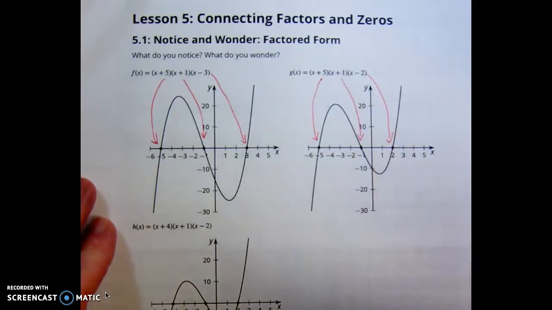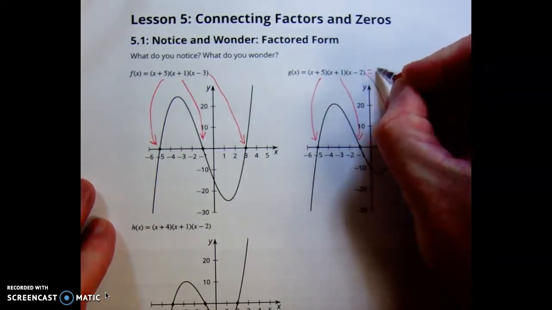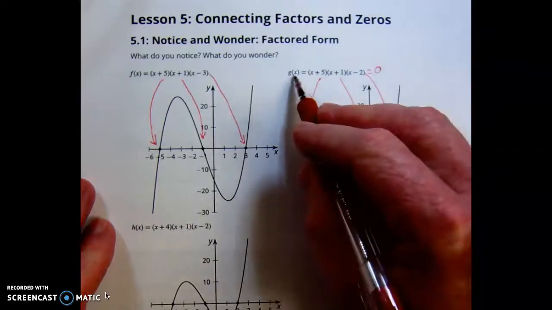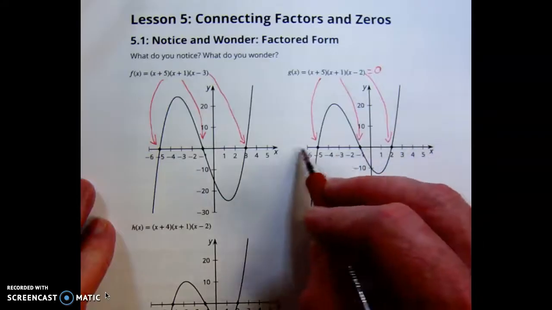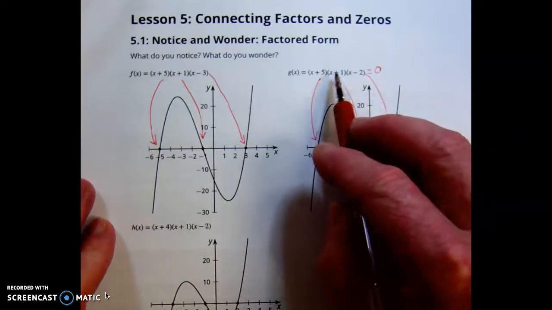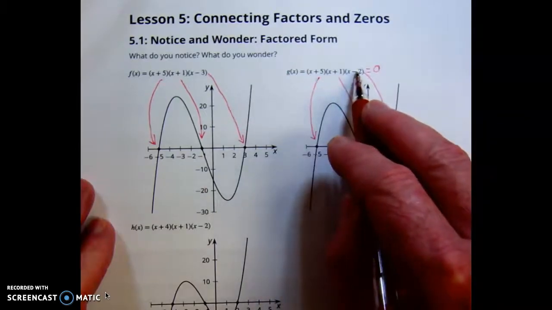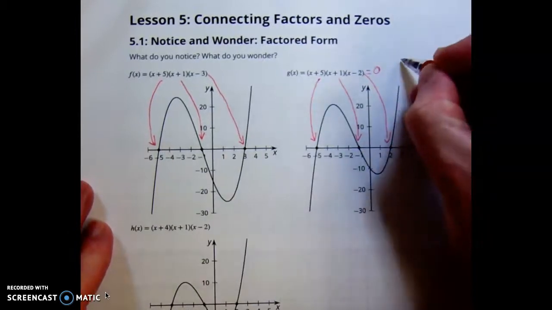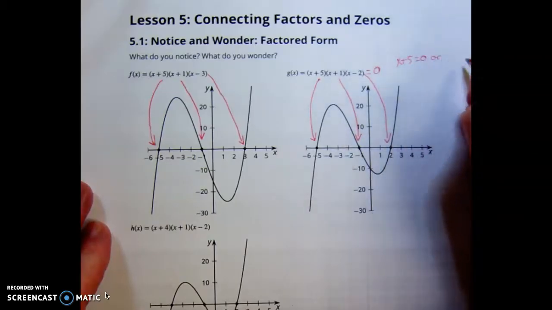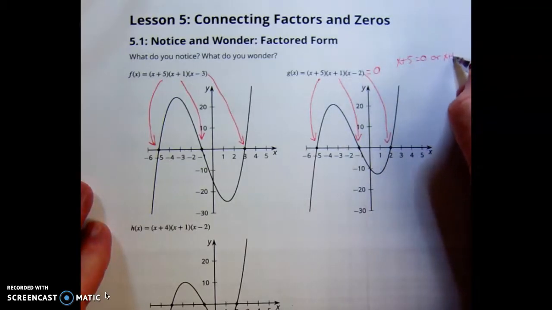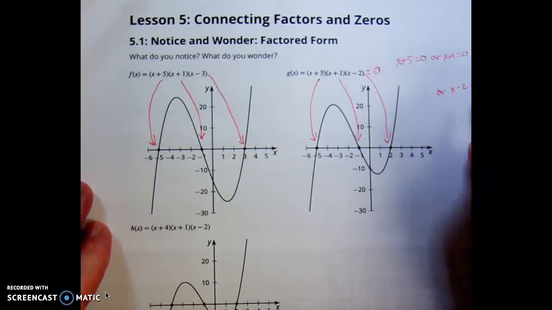Okay, so here's what's really happening here. We're saying this must equal 0 because the y value, or the g of x value in this case, equals 0 on the x-axis. So if any one of these three equals 0, then 0 times anything would cause the whole thing to be 0. So that's like saying x plus 5 equals 0, or x plus 1 equals 0, or x minus 2 equals 0.